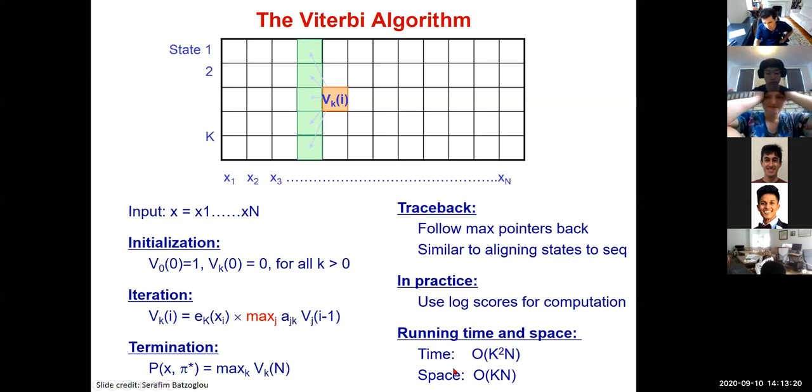And in terms of runtime, it's going to take us k squared n, because for every position, I'm going to be computing the maximum over k possible states at the previous time point. And then the total space is just filling in that matrix, which is order kn. Okay? And then the key insight is this iterative computation, where the current column can be computed as a function of the maximum of the previous column.